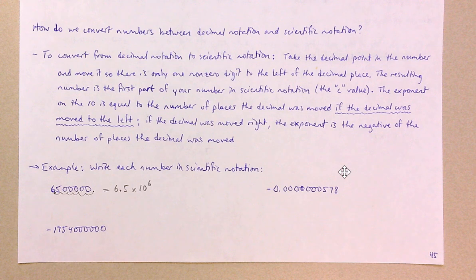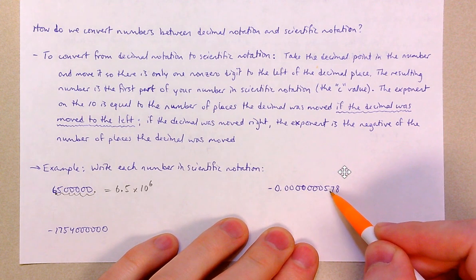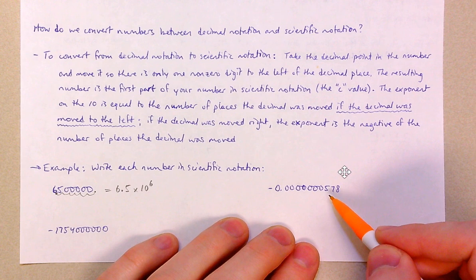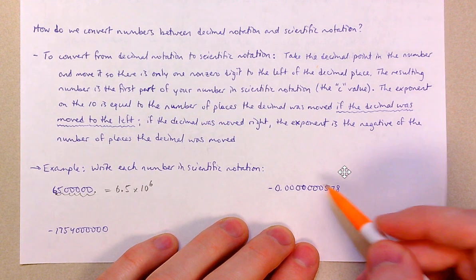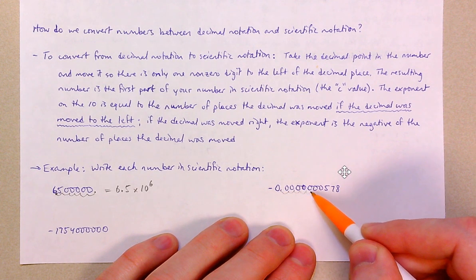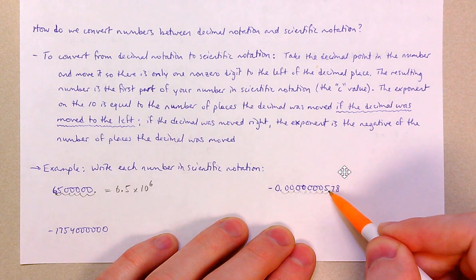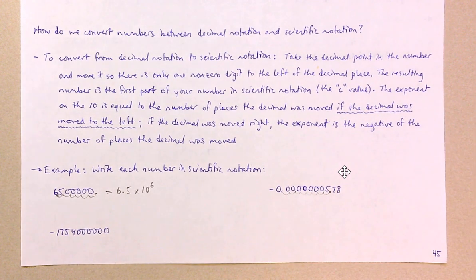All right, so again, we're going to take the decimal point and we're going to move it so that there's only one non-zero digit to the left of it. So I have to move it to here, because 5 will be the only non-zero digit that would be to the left of my decimal point. So that's where the decimal now goes.